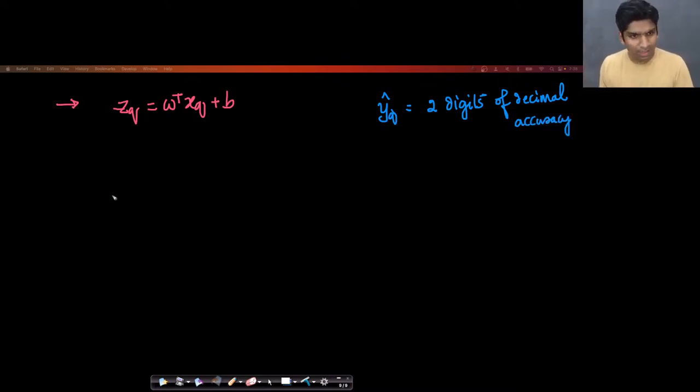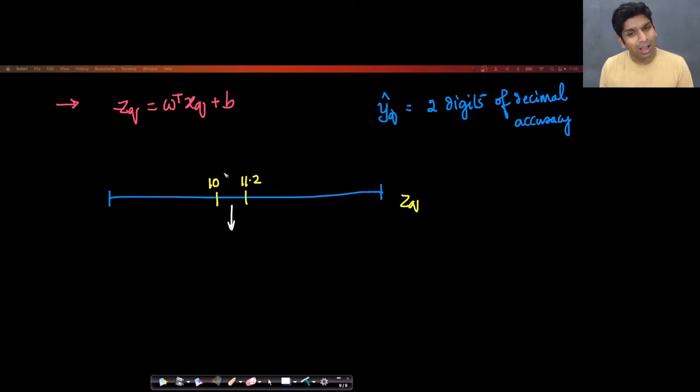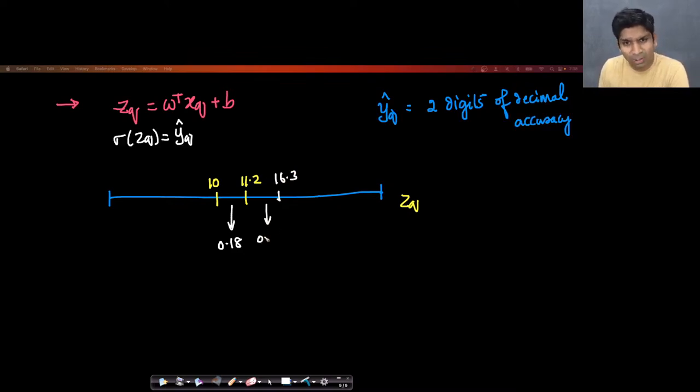They take the ZQ. So this is my whole possible value. My ZQ in my data set can range anywhere. This is my ZQs. They say, hey, if ZQ lies in this region, let's say ZQ lies in the region of 10 to, let's say 11.2. If it lies in this region, then I would pre-compute this. Look at this. I would pre-compute this. Then the sigmoid of ZQ is your YQ hat, because I only need 2 decimal places. Imagine this is 0.18, right? Then 11.2 to 16.3. I'm just putting some numbers here. Bear with me. Here it is 0.19.